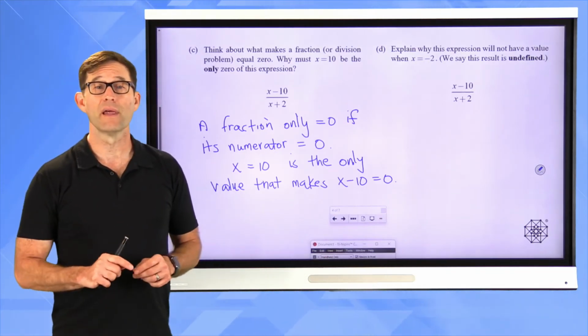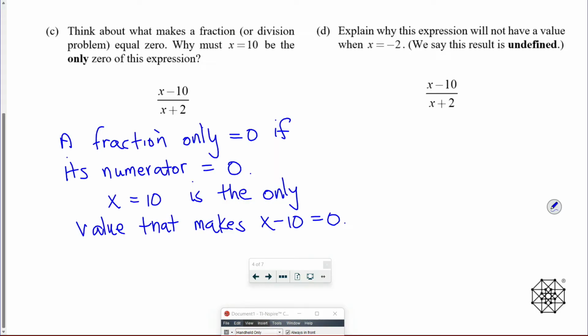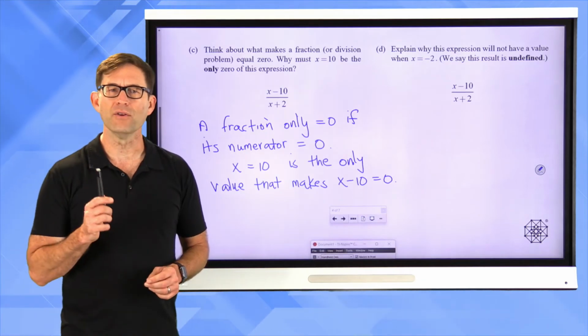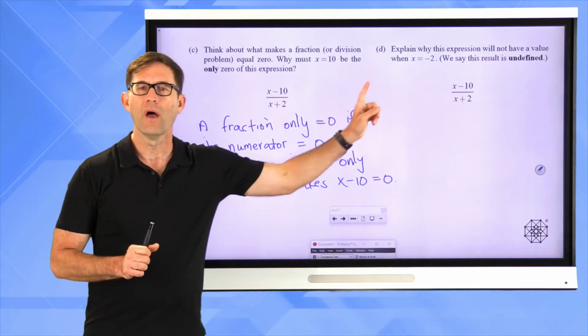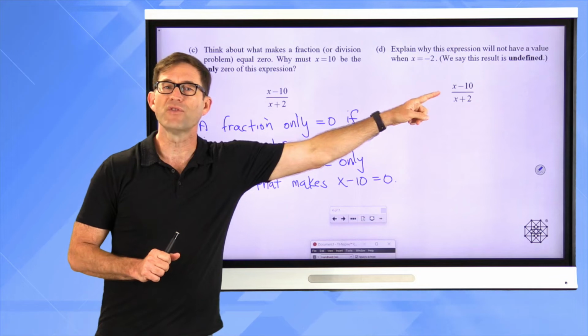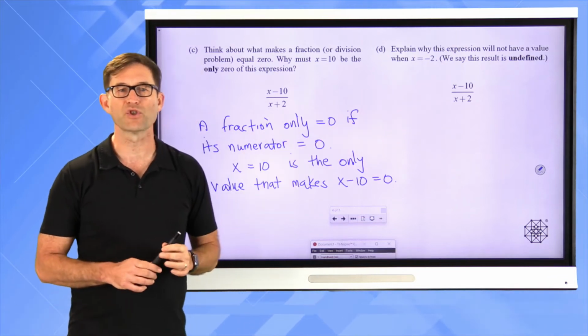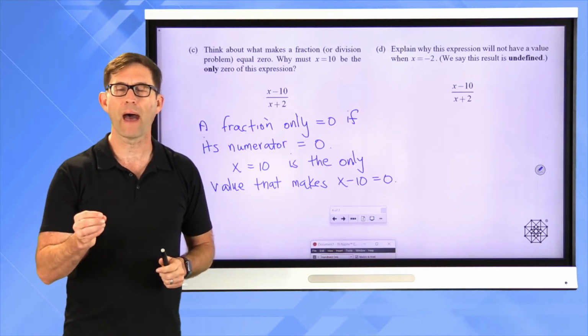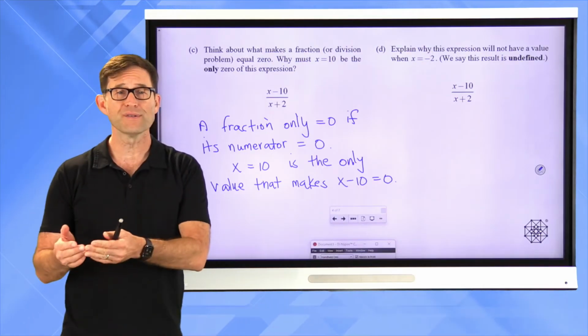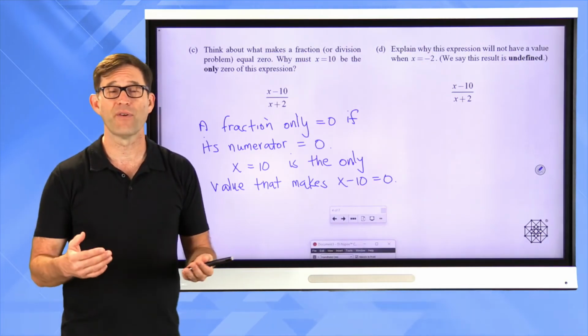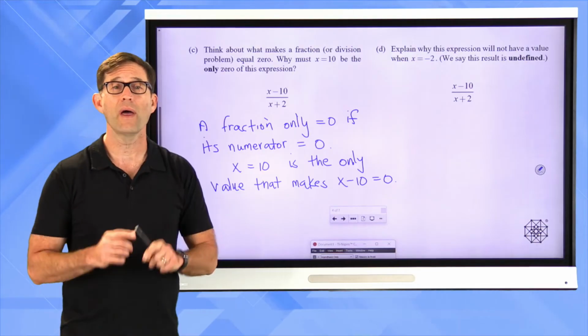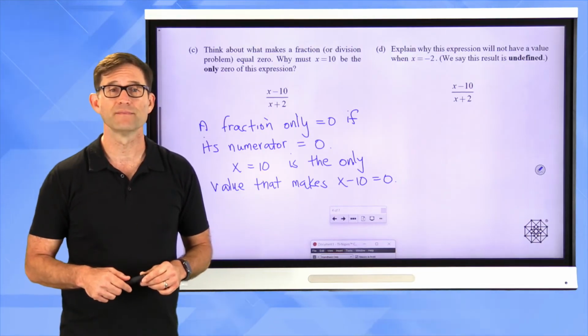All right, let's take a look at letter D. Explain why this expression will not have a value when x is equal to negative 2. We say that this result is undefined. All right, well, what I'd like you to do is pause the video, substitute x equals negative 2 into this rational expression, and see what ends up happening. And if you need to, also use your calculator to evaluate the final result. Go ahead and pause the video and see what happens.